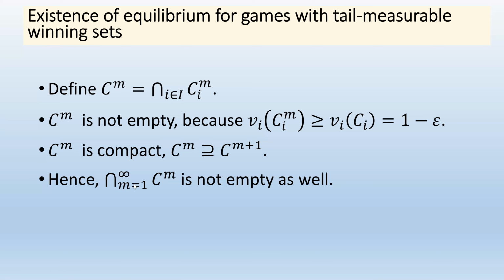And this intersection is exactly the set of plays where all players win. The plays are all in Ci for all i's, because every player has a future that is inside after 1 period, 2 periods, and up to infinity. So this intersection is not empty, and therefore we can find a play that is inside all the Ci's. Ci's are inner approximations of Wi's, so we just found a play that is in all the Wi's. This enables us to build an equilibrium.